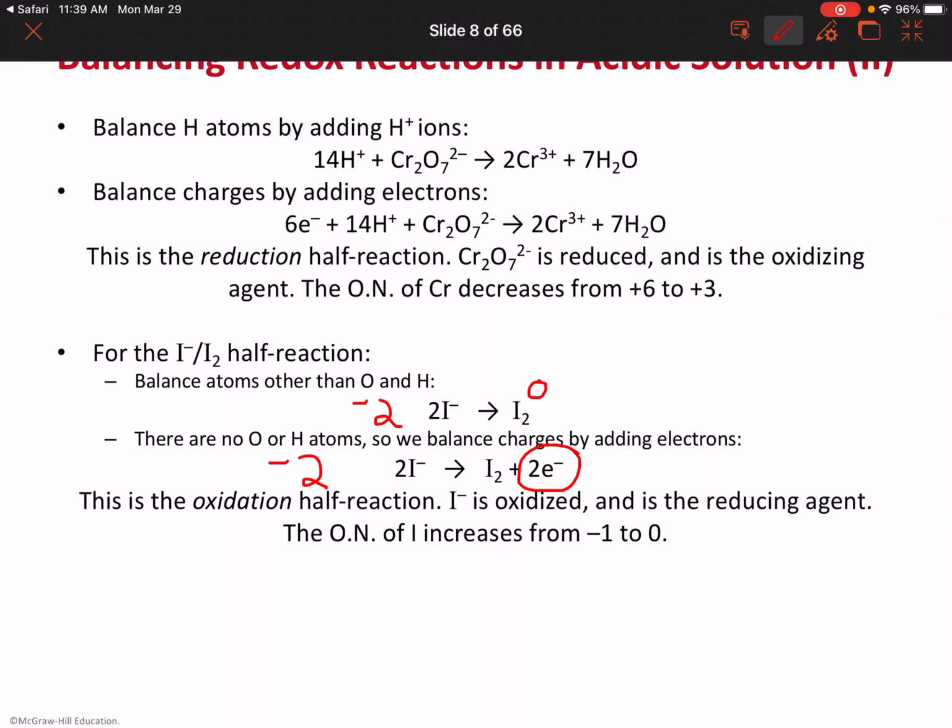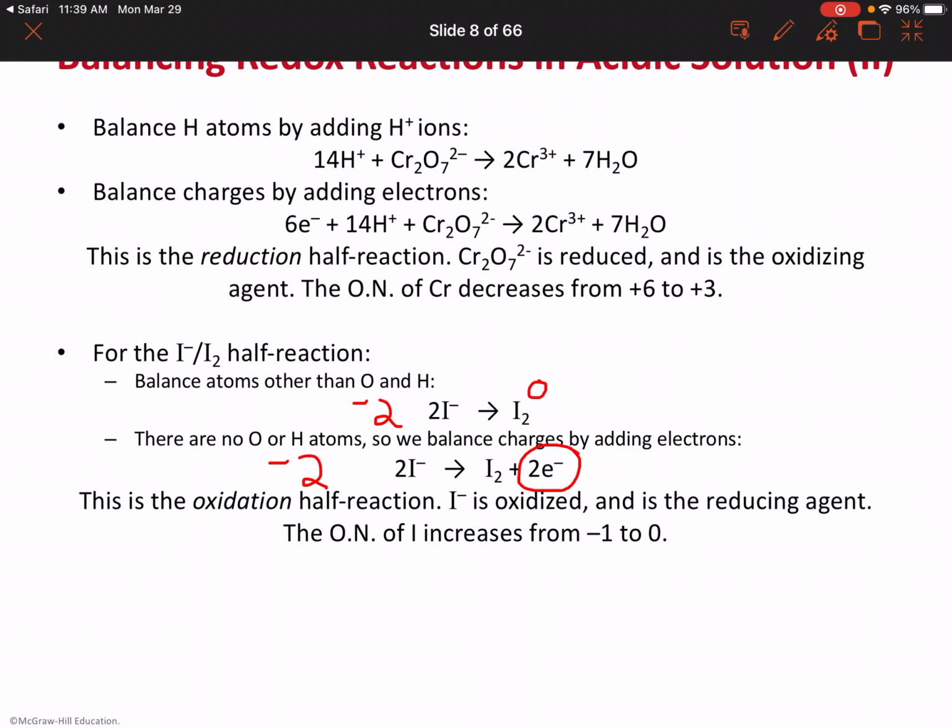Okay, this is the oxidation half reaction. I minus is oxidized and is the reducing agent. The oxidation number of iodine increases from -1 to 0. Right, it goes from -1 to 0. Now we have 2 half reactions.